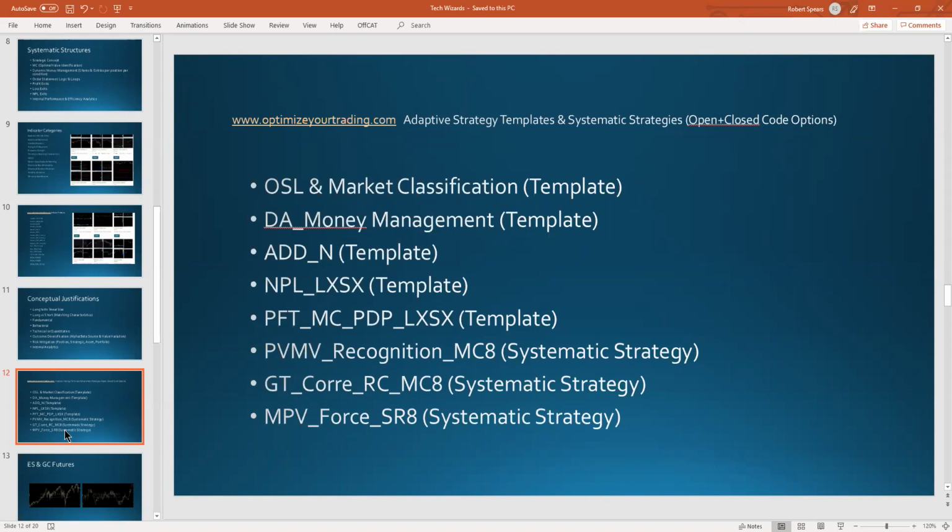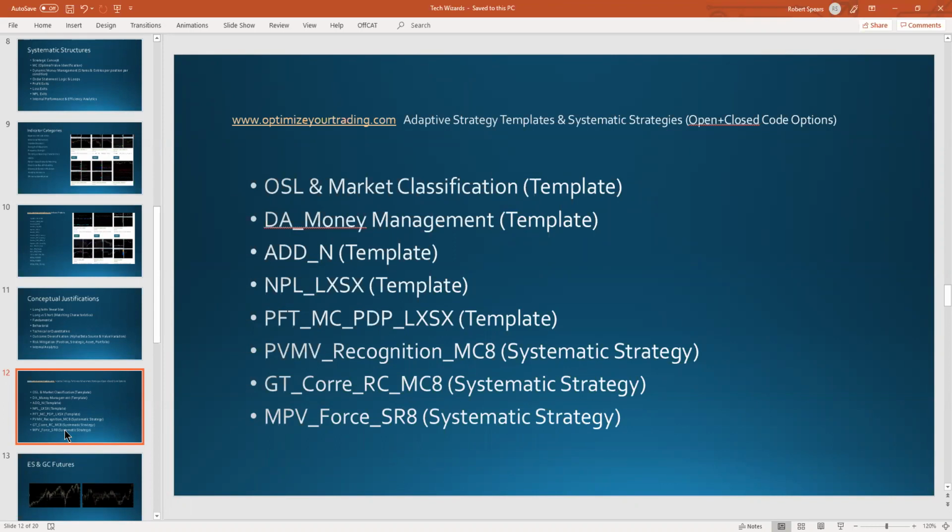And so we have the OSL market classification template, a money management template, an ad entry template. All right, the ad entry template could be used with futures, probably more so with micro concepts or micro markets, I'm sorry, than with mini contracts. But the ad entry is especially applied to stocks and ETFs. MPL, LXSX, which is an exit model that's not based on profit or loss. Then you have your profit models. That's again another template.